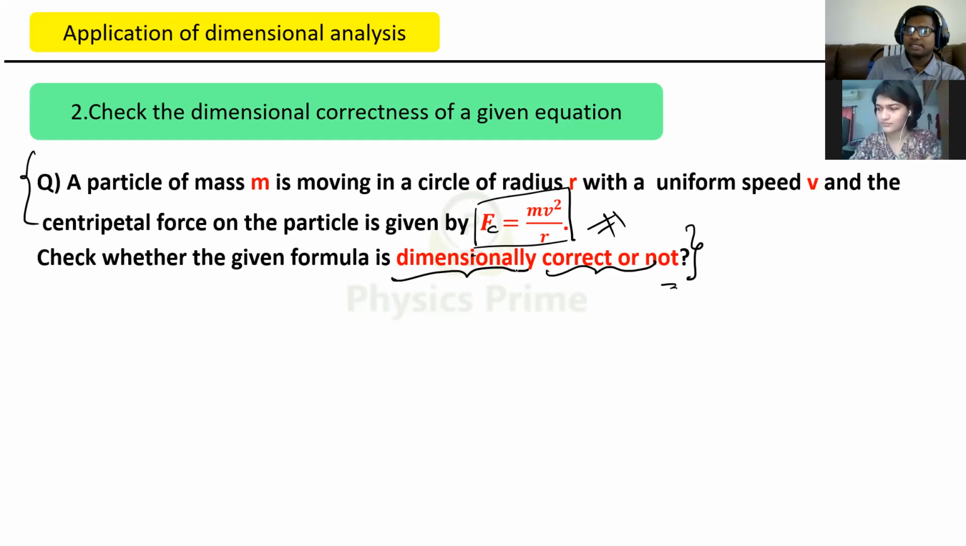If it is dimensionally incorrect, that means definitely this formula is wrong, right? A correct formula should follow dimensional analysis also. A correct formula should be dimensionally correct as well. So if you get it dimensionally incorrect, then definitely this formula is wrong.